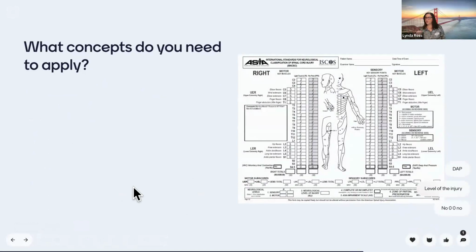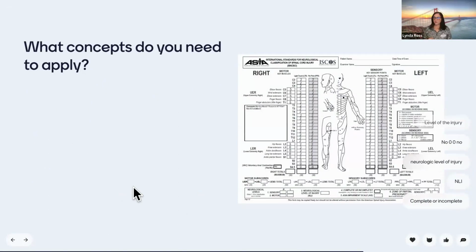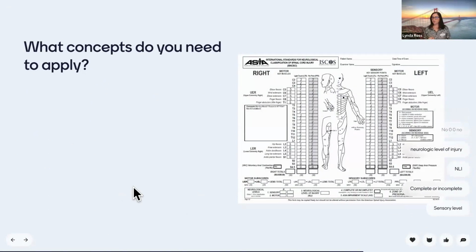What's the sensory level? What's the motor level? Yes, you have to determine the neurologic level of injury. Is it complete or incomplete? But the key is, right? You have to look at DAP and VAC. Okay, what is that for?